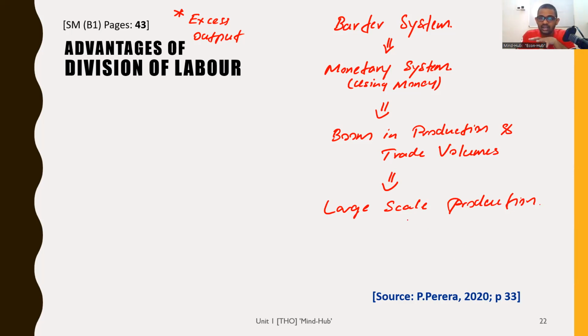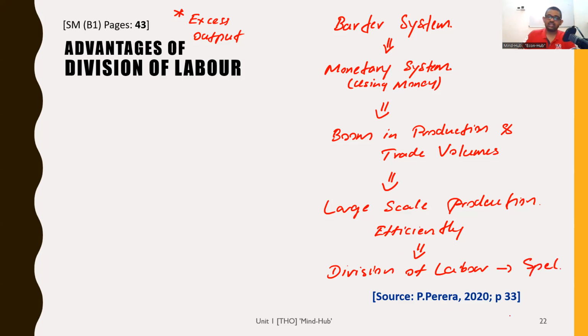When we want to engage in large scale production, you have to find certain special techniques that will make large scale production efficient. Now you want to engage in large scale production, but you want to do it efficiently. If you want to do it efficiently, that's when you think about things like division of labor, and through that you develop a certain thing called specialization.